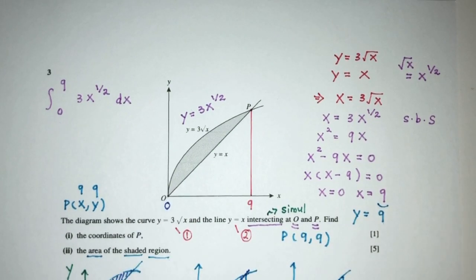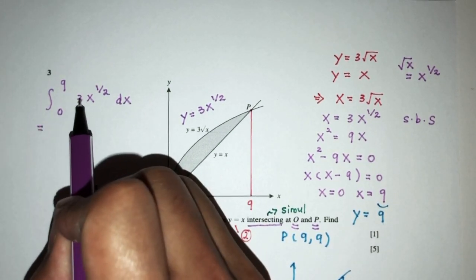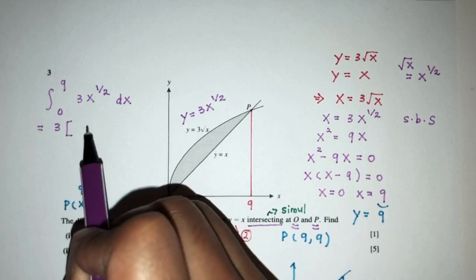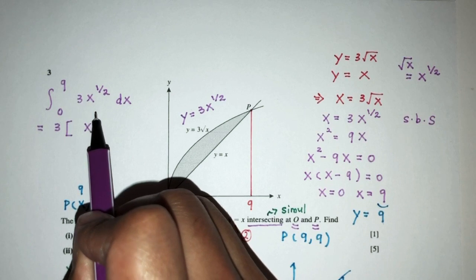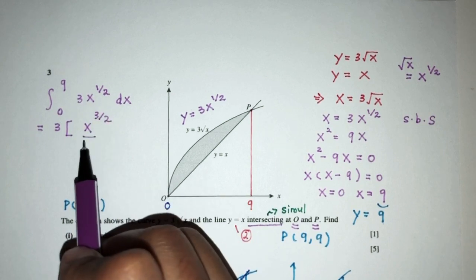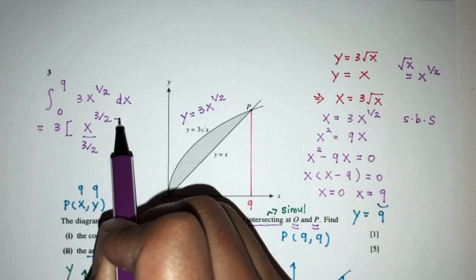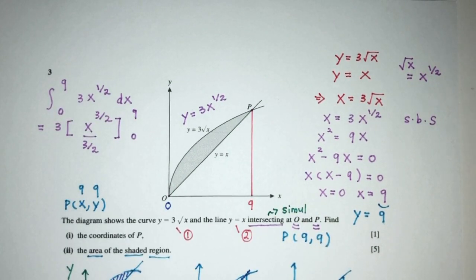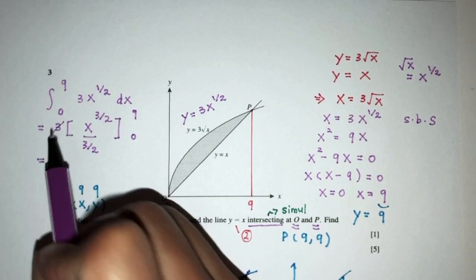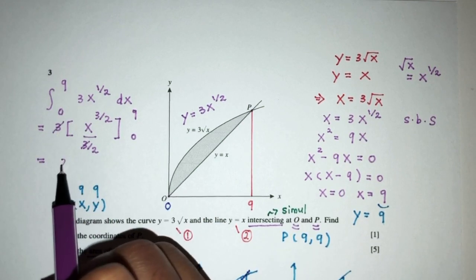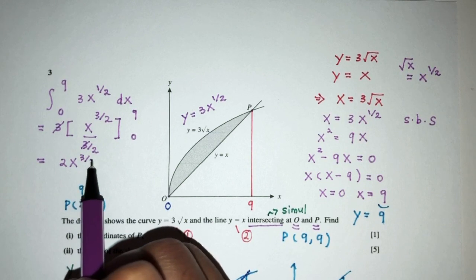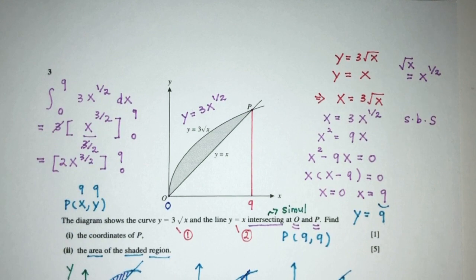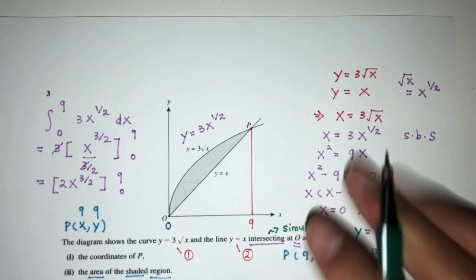So solving this, pretty easy. Now 3 is only a multiple, we can leave this outside. First we have to add 1 to the power, that will become half plus 1 is 3 over 2. Then divide by the same power, and that's it. Then we add the limits to solve this. So simplify, this will cancel out with the 3 here, so you will have 2x power 3 over 2, with limits of 9 and 0. So let me continue on this side.